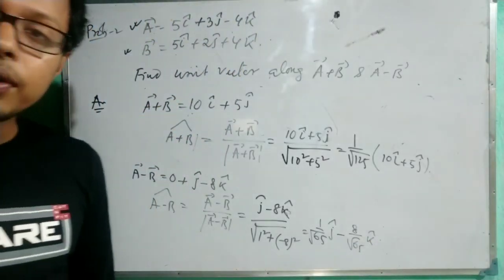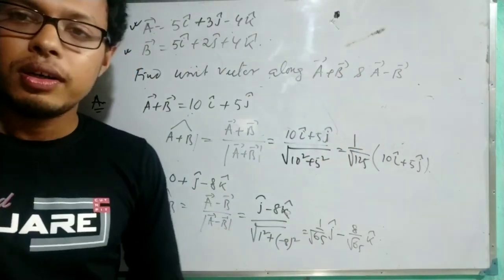So this is how you have to calculate the unit vector along A plus B and along A minus B. Clear?